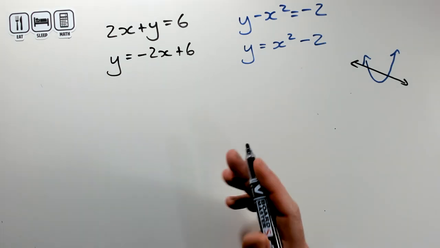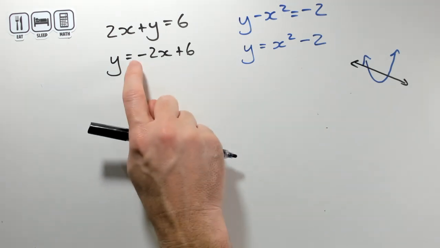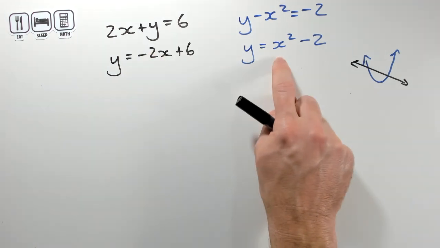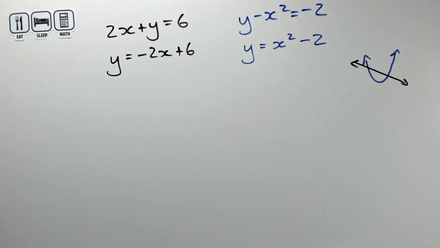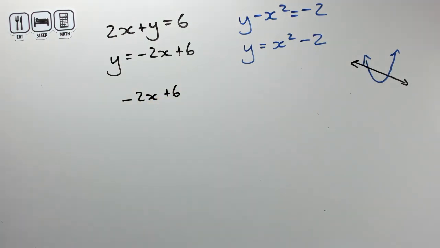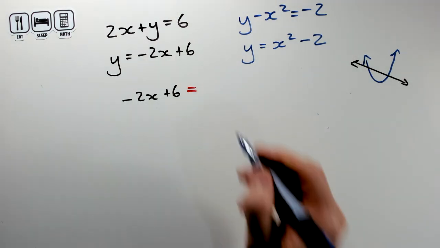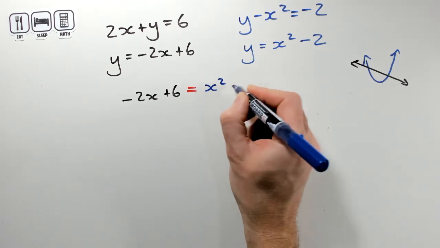Step one: I know at these two points the y values are the same, so I'll just put this function equal to that function. Very straightforward. Let's do negative 2x plus 6, doing a little bit of color coding, equals x squared minus 2.